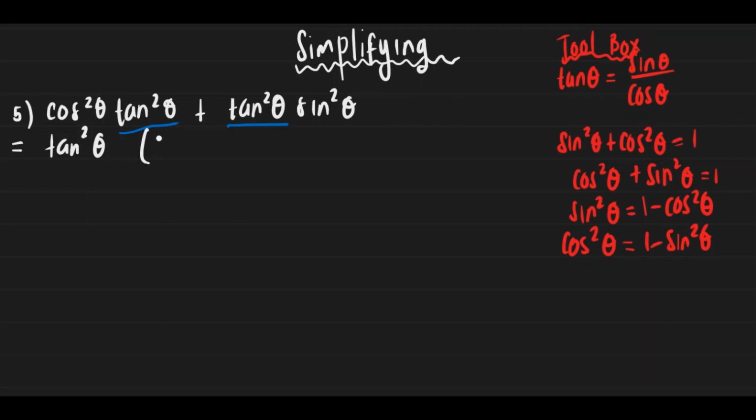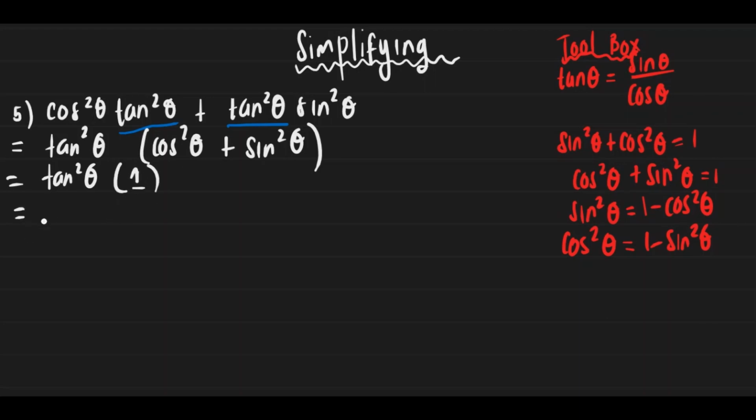We're going to be left with cos squared theta, plus here, this one that's left is just sine squared theta. That's what we're going to be left with. We know for a fact that cos squared theta plus sine squared theta gives you 1. So tan squared theta, open bracket, is multiplied by 1. So our final answer is going to be tan squared theta. And that's the final answer.